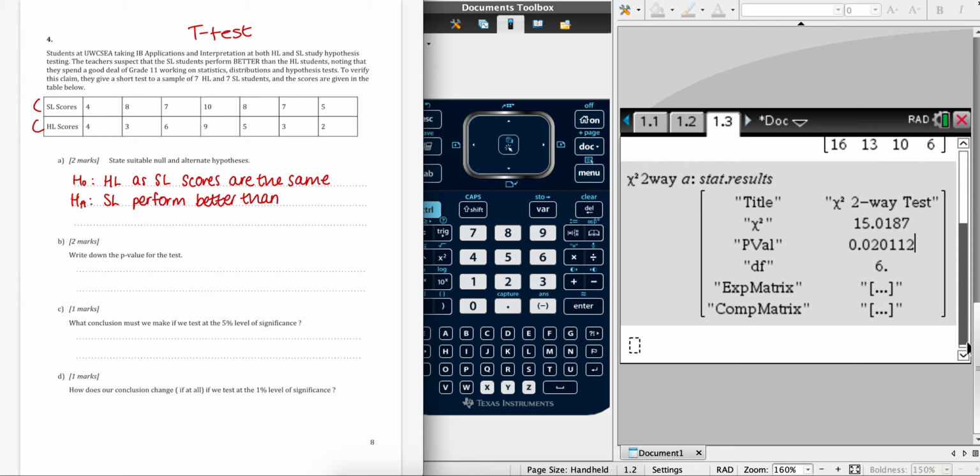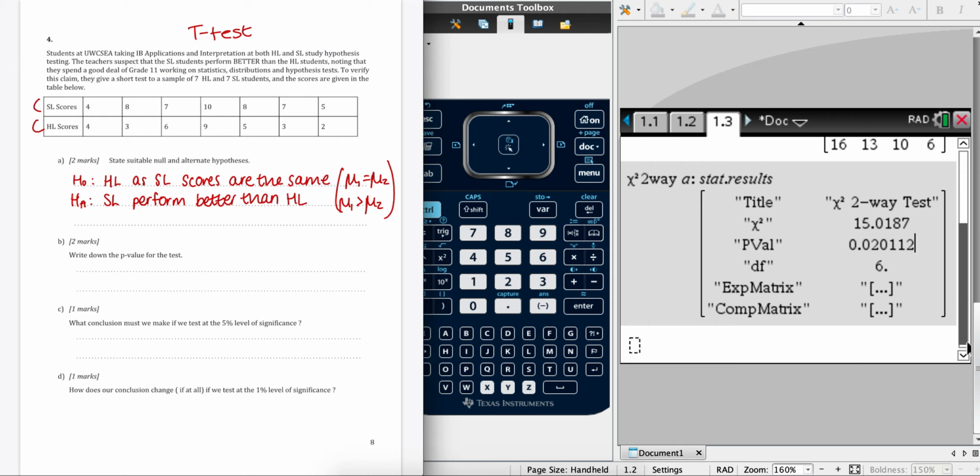than HL students. Some of you wrote things like, for the first one, that the mean of the first one is equal to the mean of the second, and the mean of the first is bigger than the mean of the second. This would be okay if you'd defined what mean 1 and mean 2 are. So if you said that mean 1 is talking about the SL scores and the second one is talking about the HL scores, then this would be okay. But if you've just got that written down, then we can't use it.